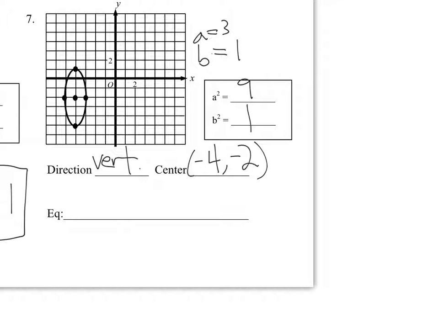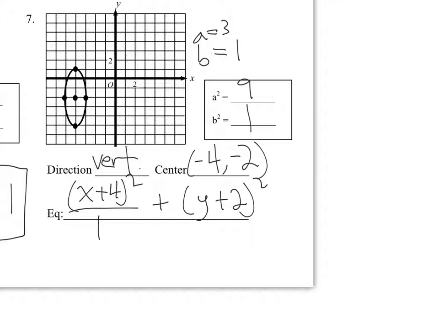This is all the information that I need. I can go ahead and start filling this in. I've got x plus 4 squared over, now again, since this is a vertical ellipse, remember, the bigger term is going to go underneath the y value. So therefore, under the x, we're going to have 1. So 1, the smaller, goes with the x this time. And then plus y plus 2 squared over 9 equals 1. And we are finished.